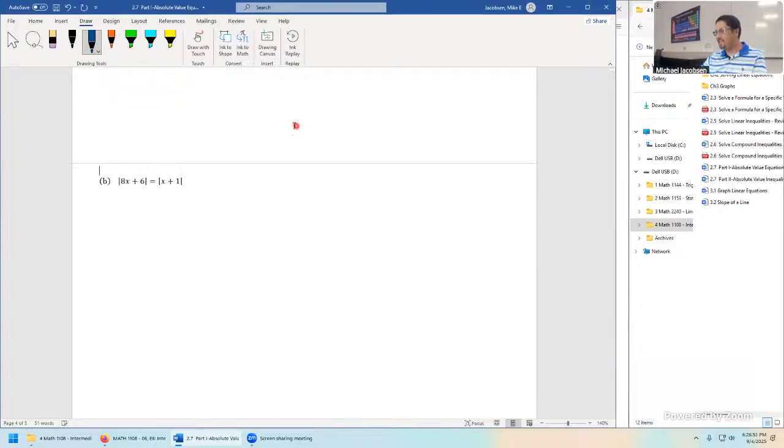My arrow disappeared. What is going on? That is weird. Let me try again. Okay, it didn't disappear this time.